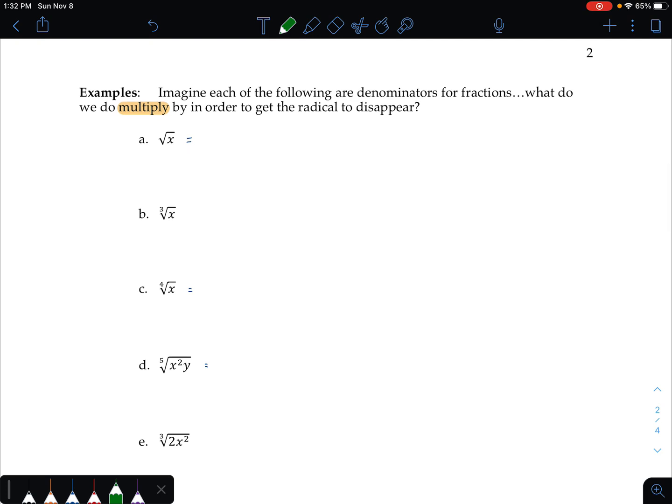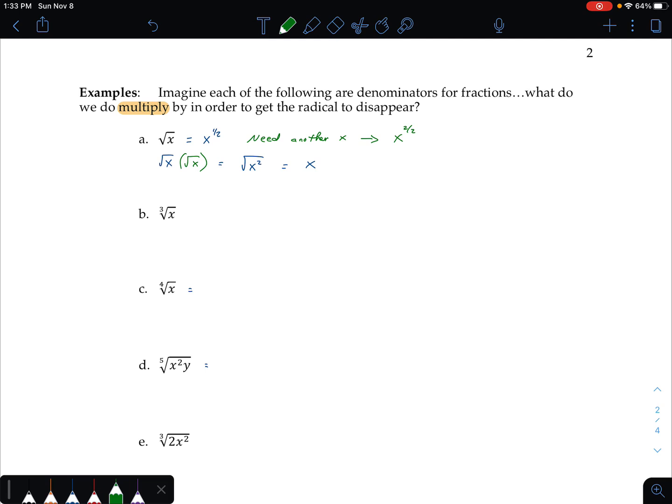So looking at the first one, this is really x to the 1/2, x to the power of 1, and the index is 2 in the radical. So if I wanted the radical to go away, I need another x. It has to be x to the 2/2. That's what I want it to be. So if I take radical x and multiply it by another radical x, I get x to the 2/2, or x squared, inside a square root, which just comes out as an x.